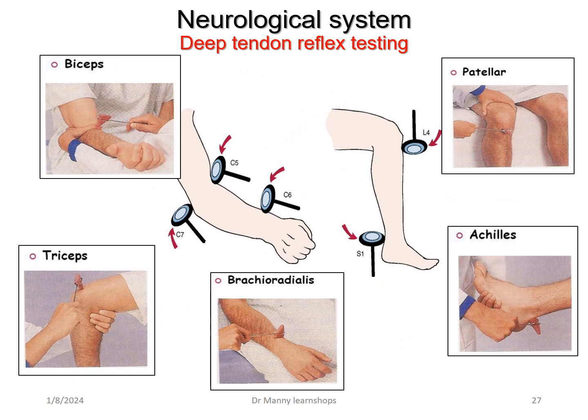Here you can see the deep tendon reflexes testing areas: biceps, triceps, brachioradialis, patella and Achilles.